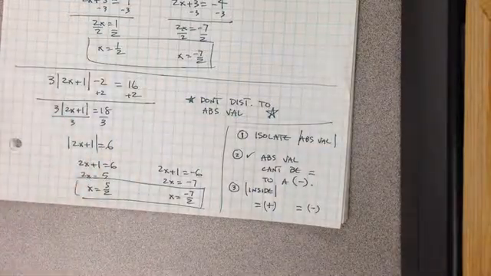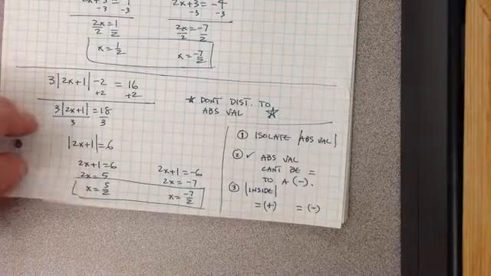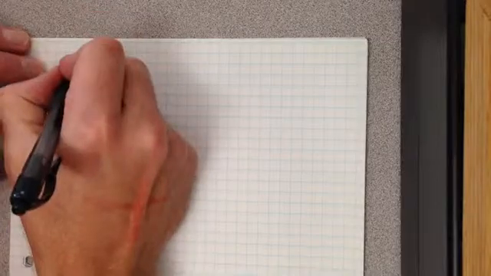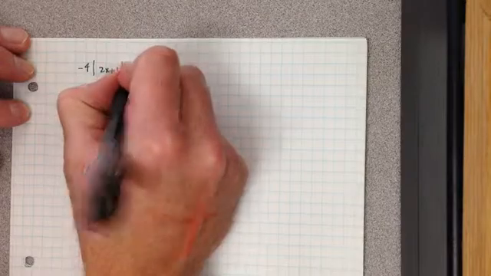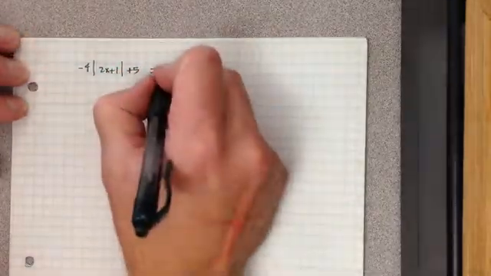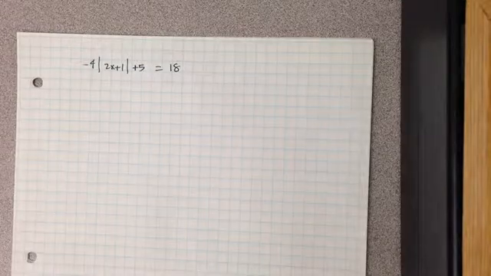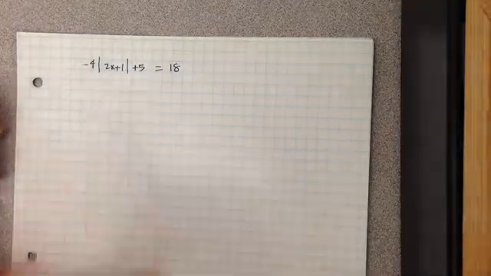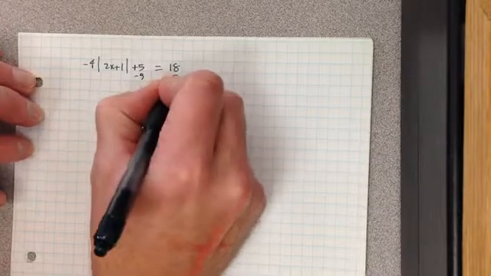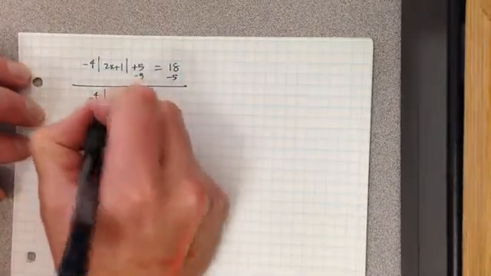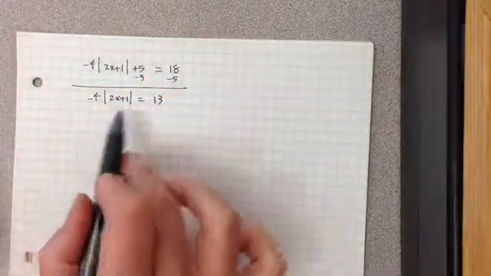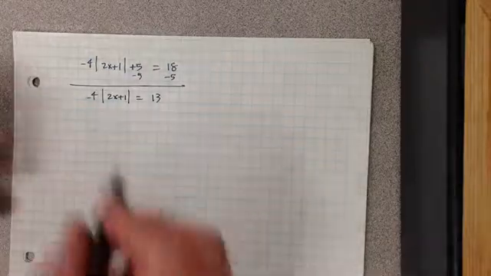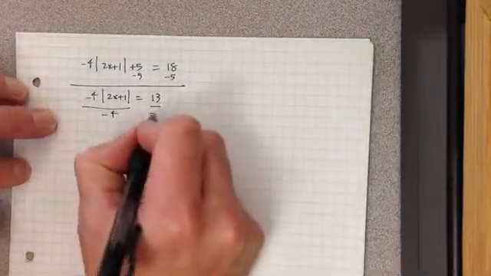So let's look at one of these that is equal to a negative. I'll give you a very, very similar example here. Equals 18. So what we do first is we want to isolate these absolute value bars. So first thing we do is come through and subtract 5. -4 times the absolute value of 2x plus 1 equals 13. Well, we don't have it isolated, so we're not checking. We still need to come through and isolate. So now let us divide by -4.